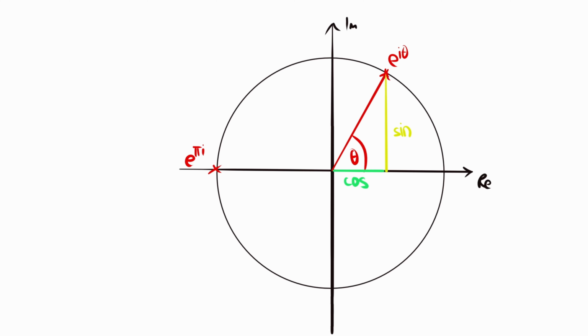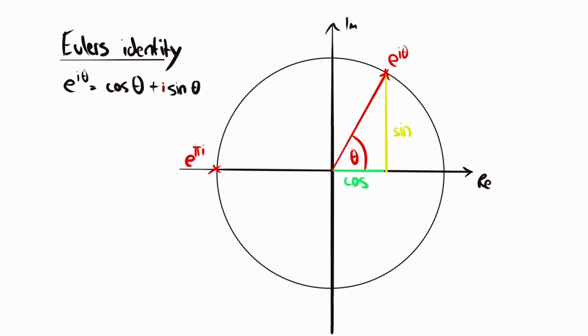And this works due to Euler's identity, which basically states that e to the i theta is equal to cosine of theta plus i times sine of theta, which makes sense if you think about it, right? You add the cosine of the angle for the real part, and you add sine of the angle as the imaginary part. So we go to the right and then straight up, and we have a point.